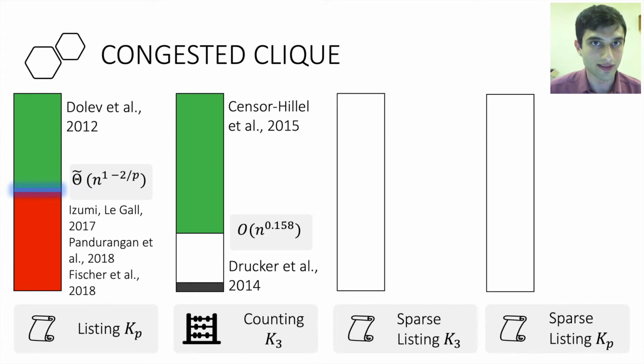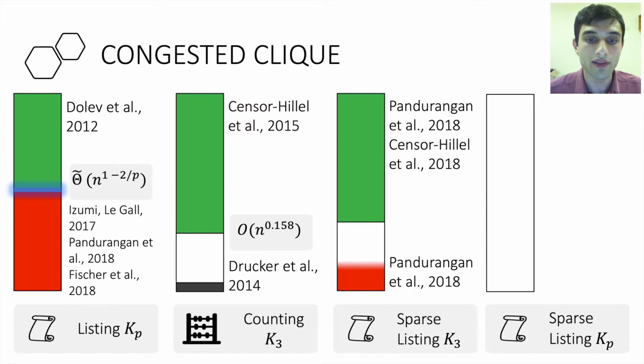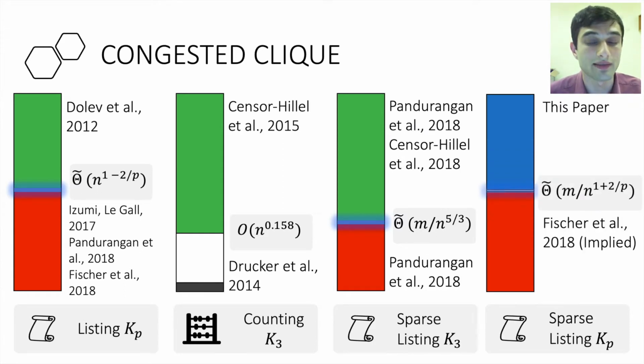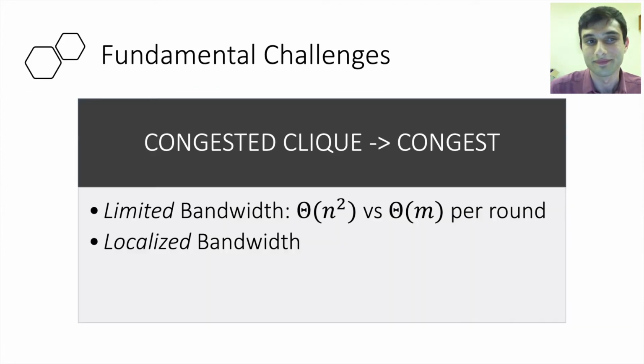For this reason and others, an entire new branch of work developed for sparse listing. It was shown that for K3, it's possible to tightly list all instances of K3 in the input graph, and do this faster if the input graph is sparse. We show, for K4 and above, an algorithm which turns out to be tight with respect to the sparsity as well. And so now, one would want to take these results from the congested clique and move them to the congest model. However, we're met with inherent difficulties from the models.